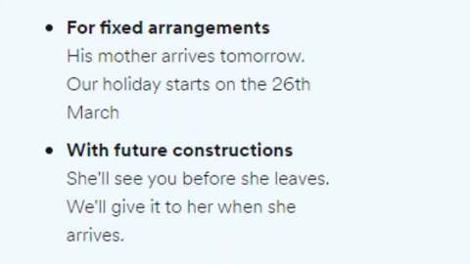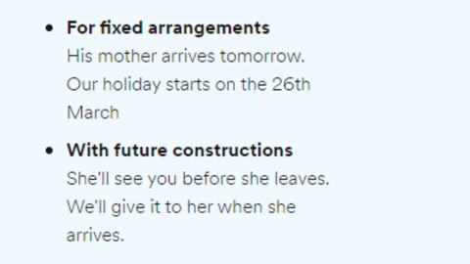Now, we use simple present tense with future construction also. For example, she will see you before she leaves. That means she has not seen you, but she will see you when she leaves. That means the action which is going to take place in future, but we have expressed that by using simple present tense.